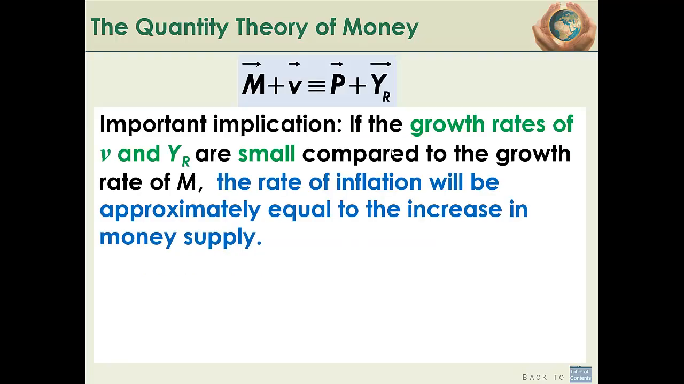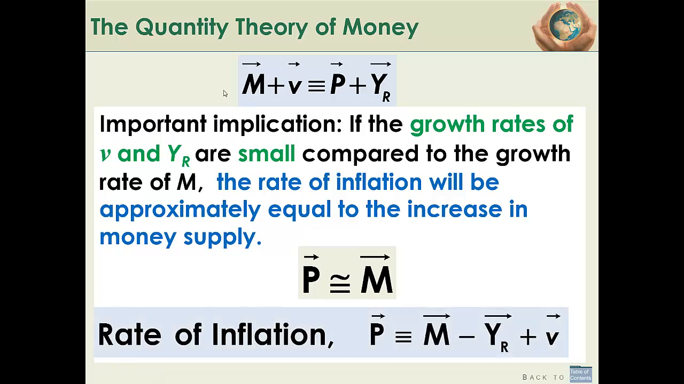Some important implications. If the growth rate of V and the growth rate of real GDP are small compared to the growth rate of the money supply, then the rate of inflation will be approximately equal to the increase in the money supply. That just comes from the above equation. So if these are small, let's suppose the growth rate in velocity is 0, and the growth rate in real GDP is also 0, then that means that the inflation rate is going to be approximately equal to the growth rate in the money supply. Alternatively, we can write this as follows.